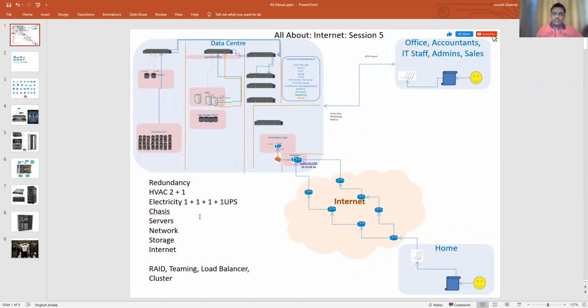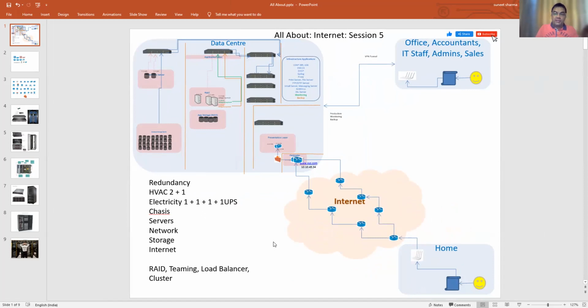So over here we have done the redundancy. Okay, redundancy is one thing. Redundancy is inside the data center. Okay, now one thing that I would like to tell you is that right now we are talking about one enterprise-level data center, where I am a company and I have got a data center.